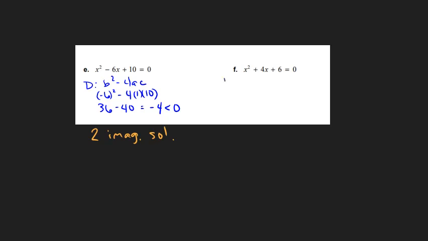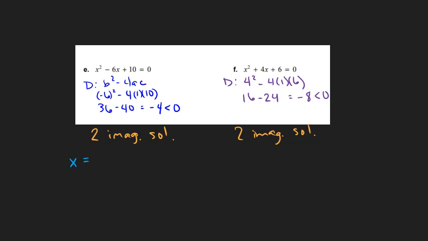And then in this one, the discriminant is b squared, which would be 4 squared, minus 4 times a times c. So we have 16, oh, it looks like the same thing happens, minus 24, which would be negative 8. Again, that's less than 0, so we should have, again, two imaginary solutions. All right, so let's go back and actually work those with the quadratic formula.